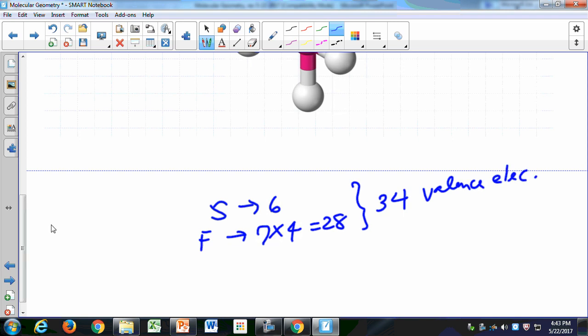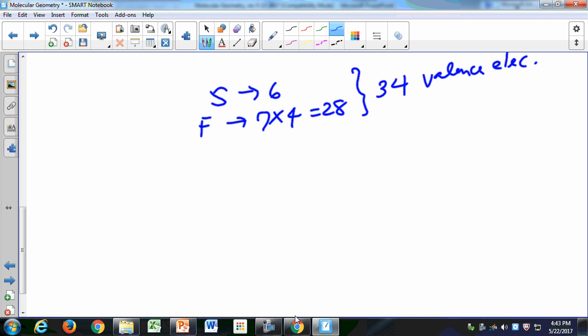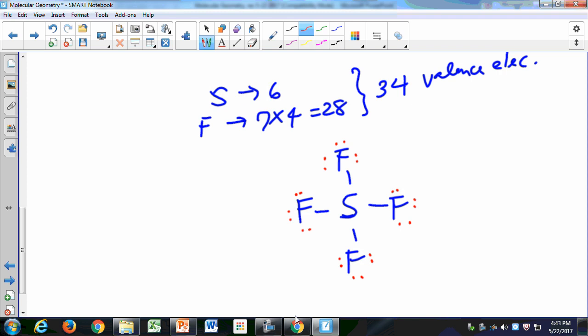Okay, so if you surround your sulfur with 4 fluorine atoms, and then give each fluorine atom an octet, so each fluorine atom already has one bonding pair, so each one just needs 3 lone pairs. 1, 2, 3. 1, 2, 3. Okay, let's count what we have so far.